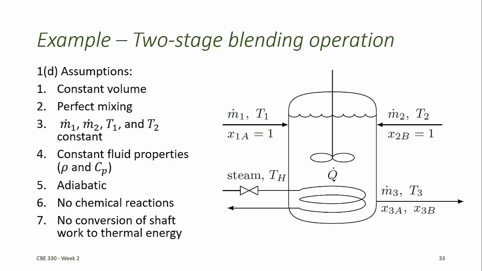Many of these assumptions, such as constant fluid properties, insulation of the tank, no chemical transformations, and no conversion of shaft work to thermal energy, are made simply because we have no information to the contrary. If we were to assume that there were chemical reactions, we would then have to build additional assumptions about what those chemical reactions are, their rates, heats of reaction, etc., which we have no information about.